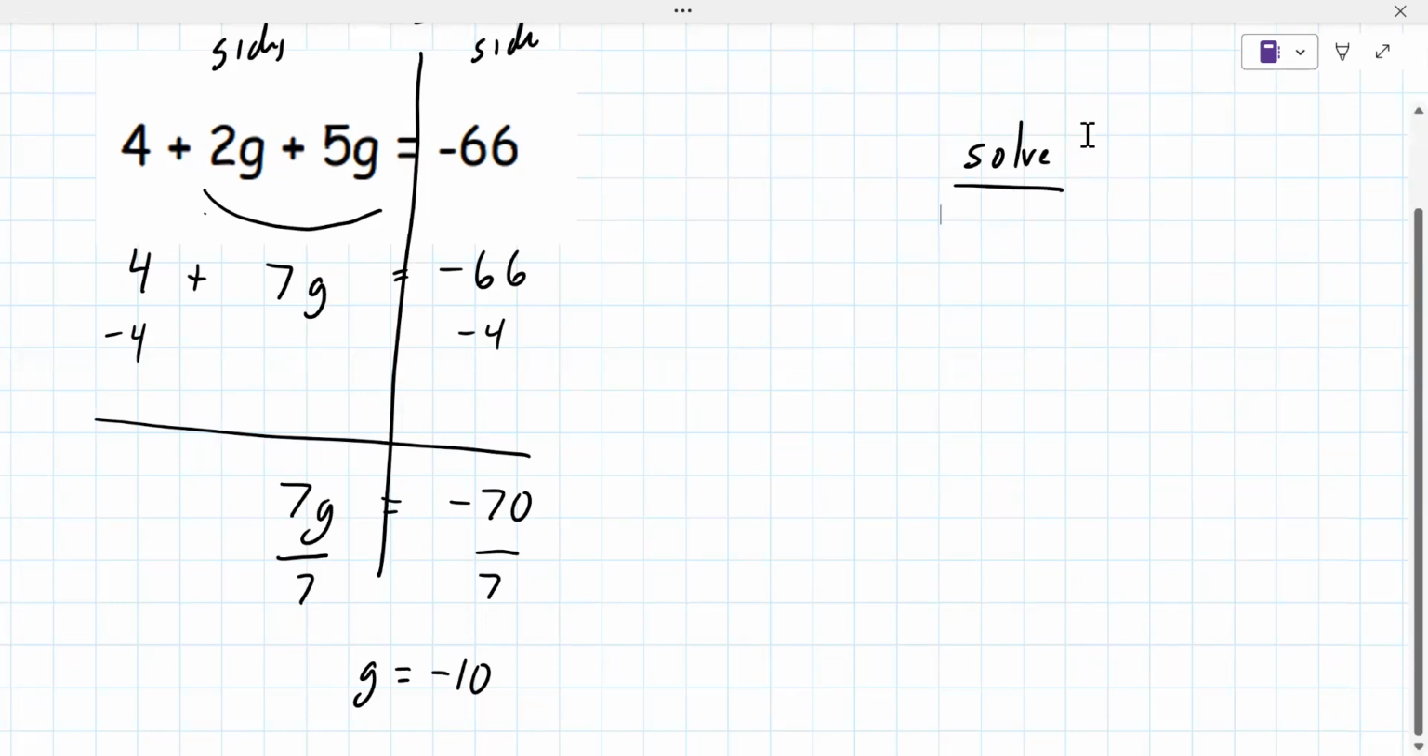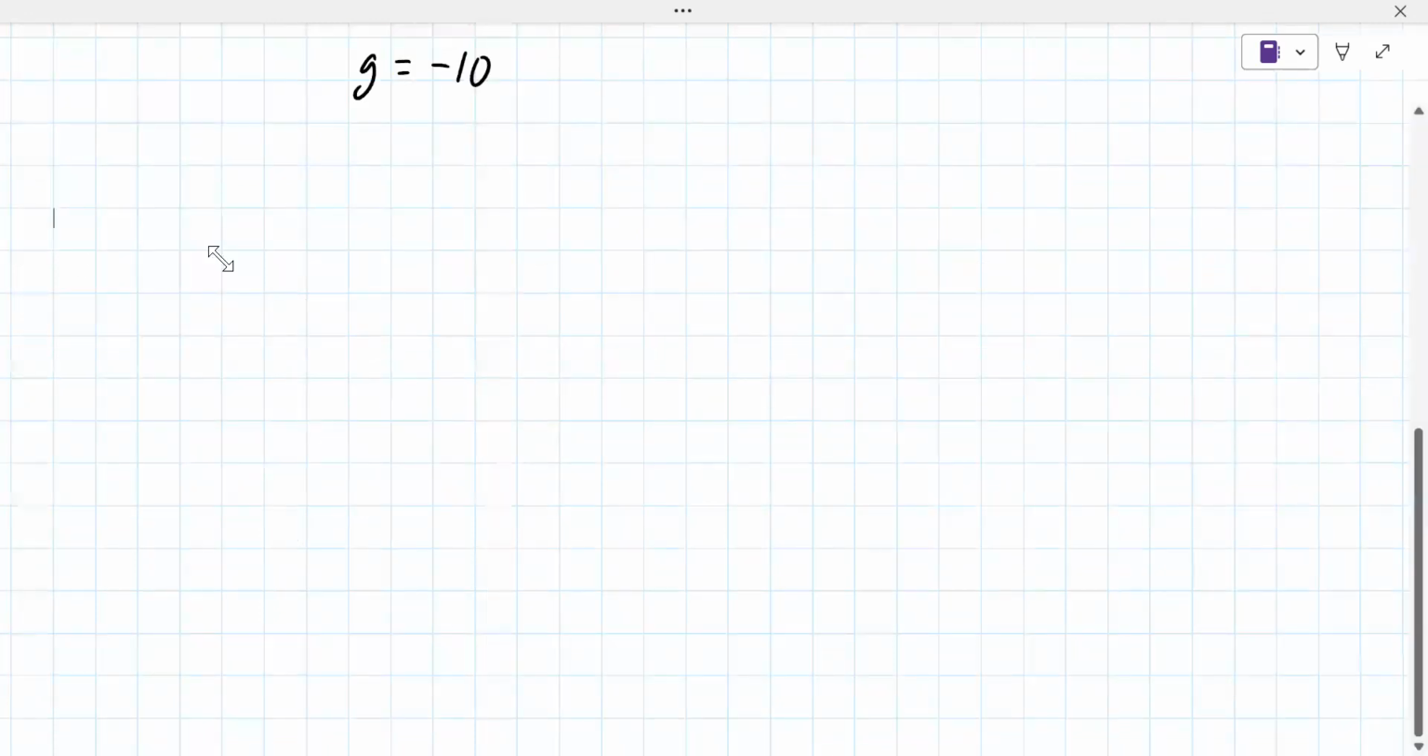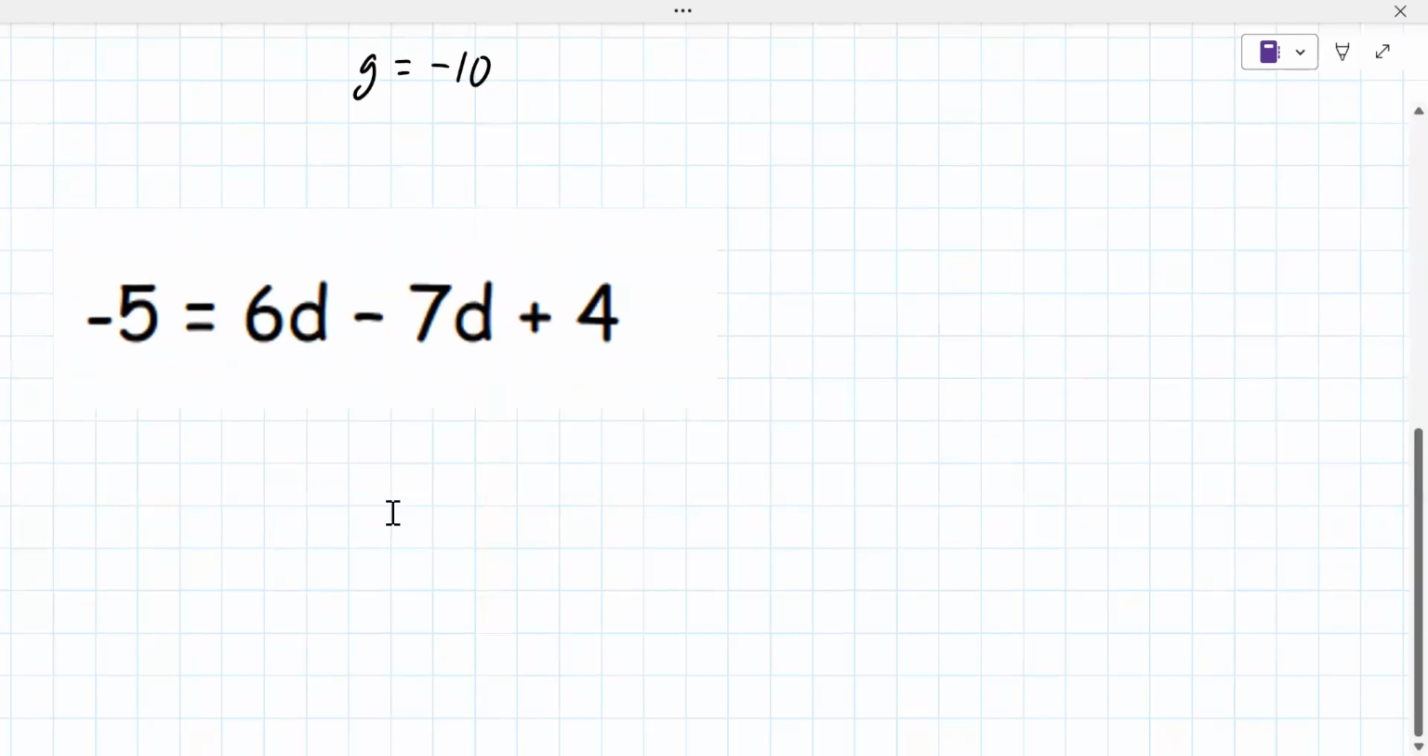The thing is, it won't be exactly presented this way. It'll be dressed up a little differently, but it'll be more or less the same. So here's a problem just like it, meaning you combine like terms first. You would add positive 6D and negative 7D. This is a 6D and a minus 7D.